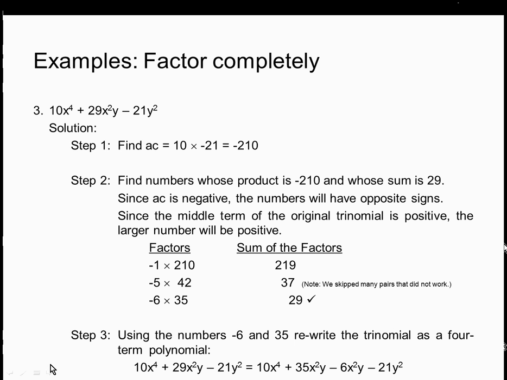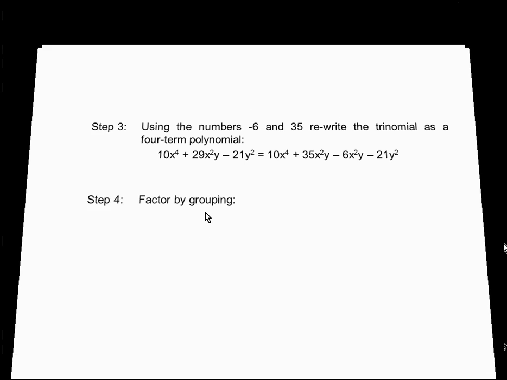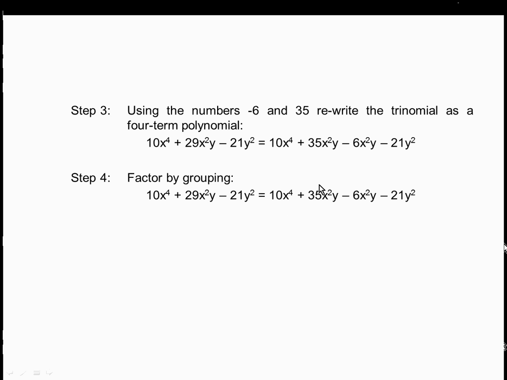Okay, this step will be on the next slide. Okay, so factor by grouping. So I'll group the first two, and then I'll put plus negative 6x squared y plus, minus 21y squared. So group the first two, group the last two. Okay, from the first two, with 10 and 35, I can divide both of them by 5, and they have x in common. The smallest power is 2, so I'll take out 5x squared from the first two. That'll leave me 2x squared plus 7y.